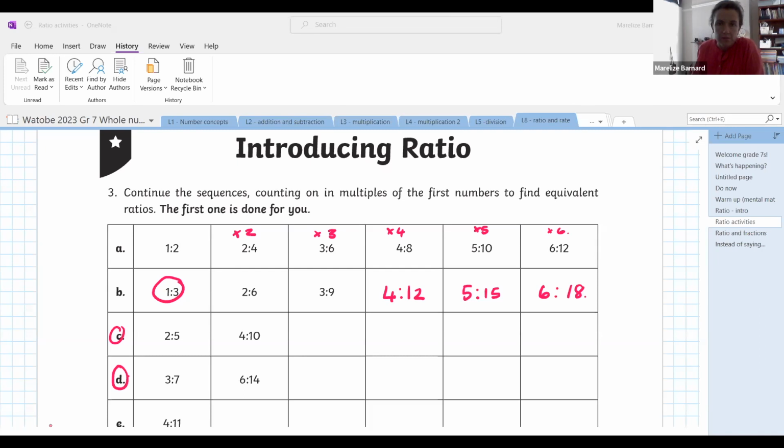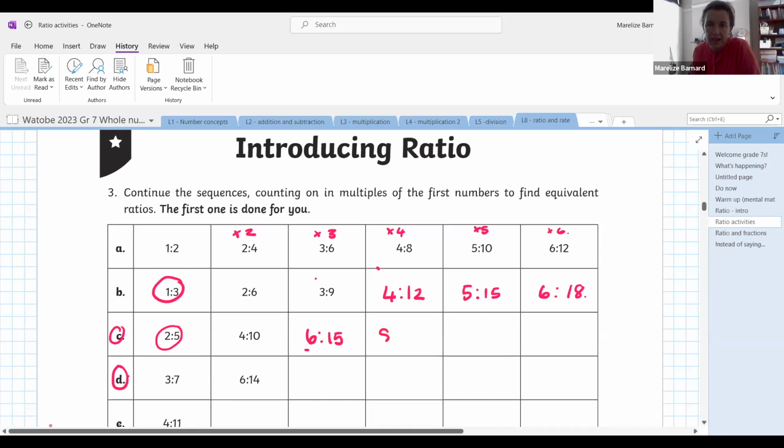Right. So let's go over here and put your answers in the chat for question C. We are creating equivalent ratios for 2 to 5, this one here. And first we times by 2 and then by 3. So put your answers in the chat. 6 to 15, nice. And then after that, we'll do 2 times 4 is 8, and then 5 times 4 is 20.